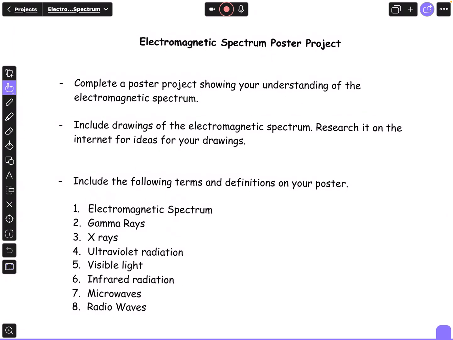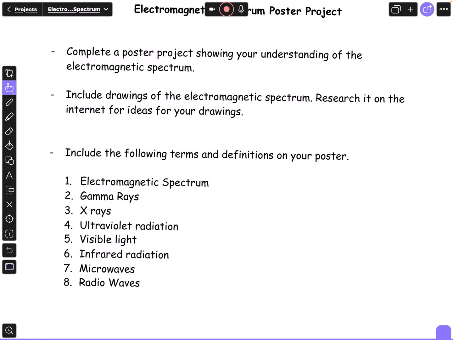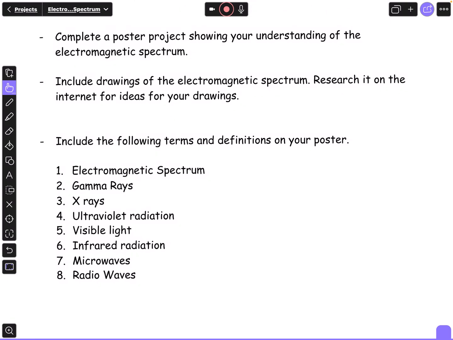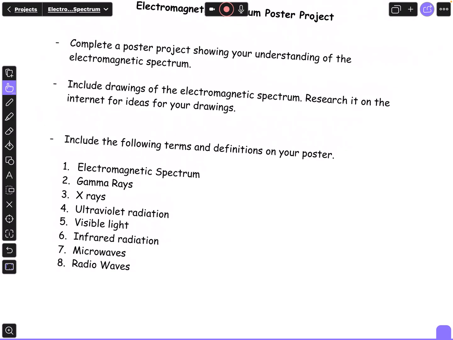Okay, so this video is on the instructions for the electromagnetic spectrum poster project, and it's going just like the other posters we've made where we're demonstrating our understanding of a concept. So you're going to complete a poster project showing your understanding of the electromagnetic spectrum, include drawings of the electromagnetic spectrum, research on the internet for ideas for your drawings, and you include the following terms and definitions on your poster: electromagnetic spectrum, gamma rays, X-rays, ultraviolet radiation, visible light, infrared radiation, microwaves, and radio waves.